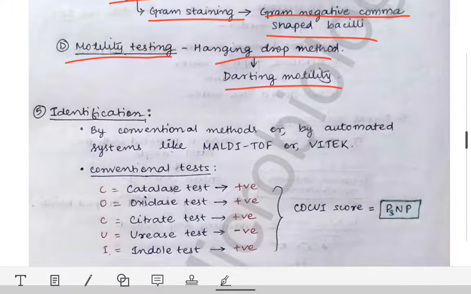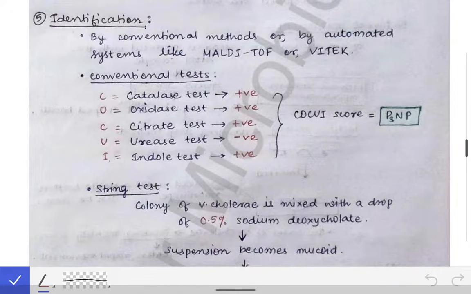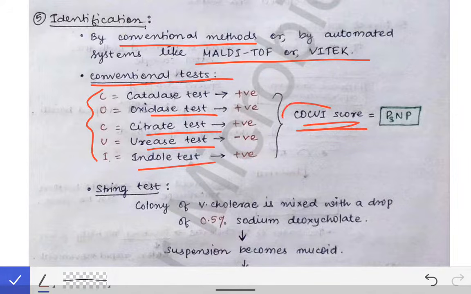Next is how will we identify this Vibrio cholerae. So for identification we have some conventional methods, and we have also got some automated methods like MALDI-TOF and Vitek. So in the conventional tests we perform these five tests, that is the catalase test, oxidase test, citrate test, urease, and the indole test. How will we remember these tests? We remember these tests by the COCUI score. COCUI, put it here.